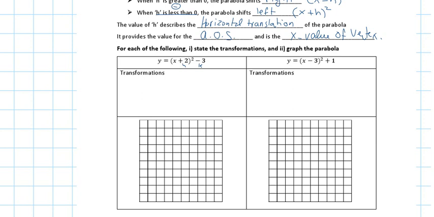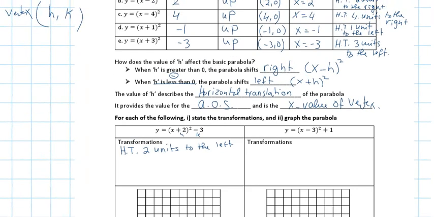So if I talk about my transformation, I'm going to say I have a horizontal translation, horizontal h. What do you say? 2 units to the left. Exactly. Do we understand that? No? Okay, look here. If it's positive inside the bracket, that means I'm going to the left, because technically speaking, it's a negative 2. Negative and negative makes positive.